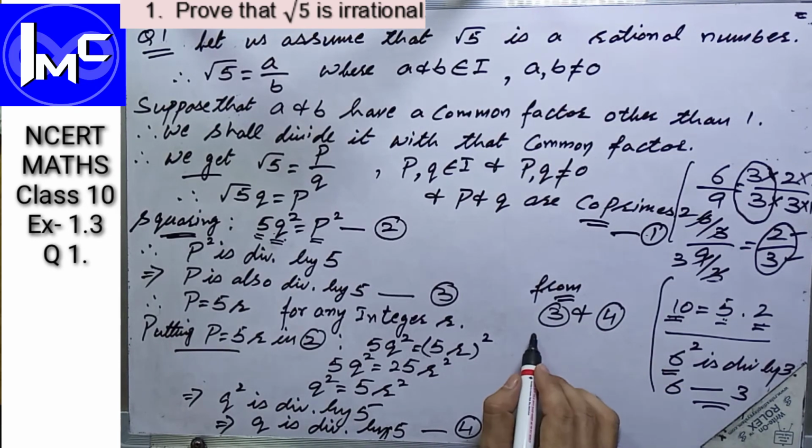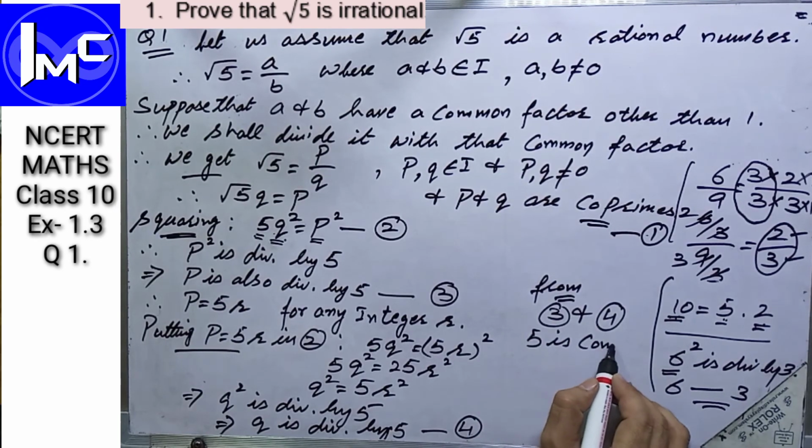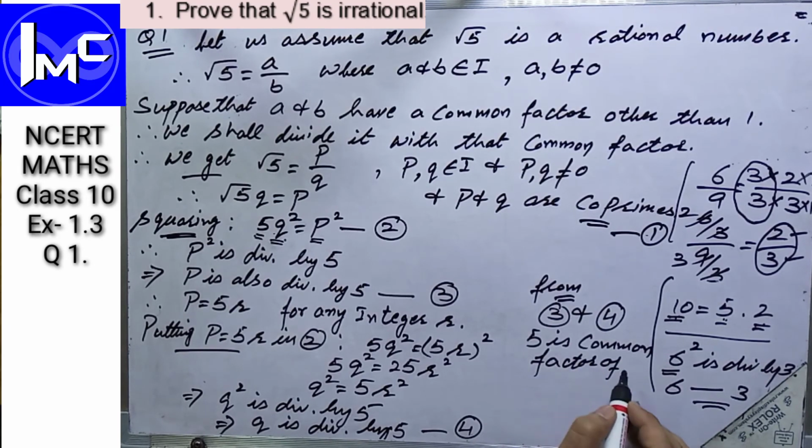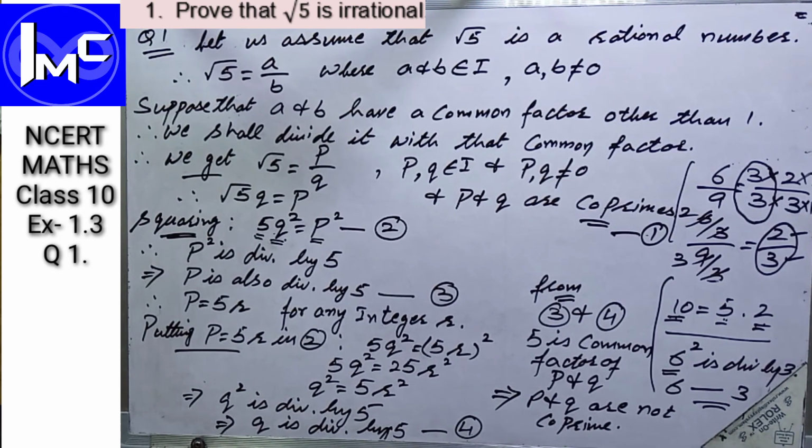We get 5 is common factor of P and Q. It means P and Q are not coprimes, and what we have taken, we have taken P and Q are coprimes, so it is contradiction, and our result is proved.